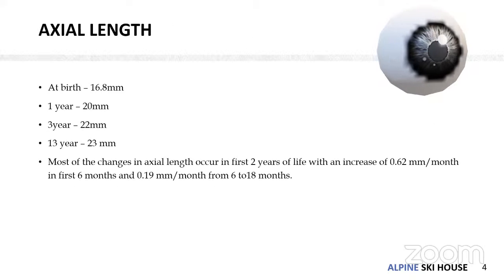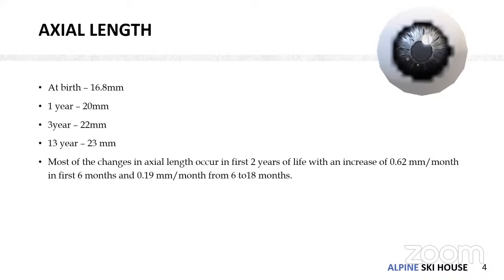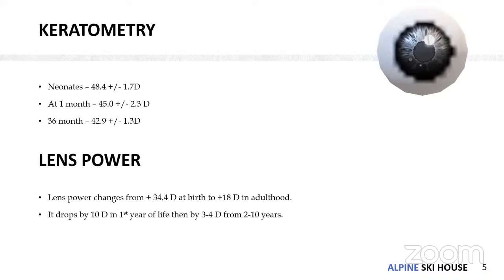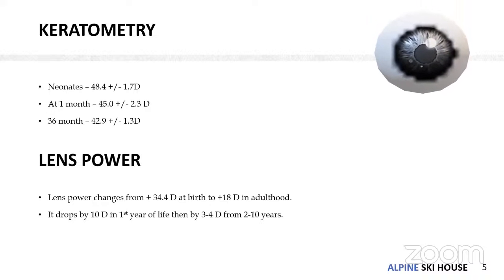The axial length at birth is 16.8 mm. After 1 year, 20 mm. So most of the changes in axial length occur in the first 2 years of life, which increases 0.62 mm per month in the first 6 months, and 0.19 mm per month from 6 to 18 months. Keratometry value in the neonate is 48.4 diopter plus or minus 1.7 diopter. At 1 month, 45 diopter plus or minus 2.3 diopter, and at 36 months it is like adult keratometry.